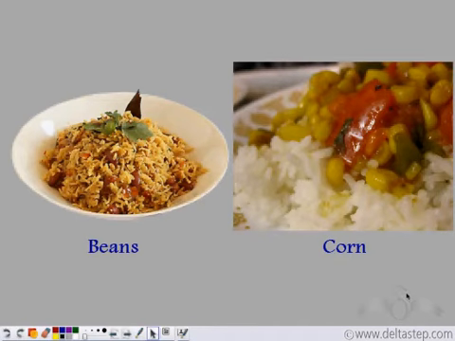I'm sure you've eaten beans and corns. They taste different, right? But this is not the only difference between beans and corns. What are the other differences? Let us look into it.